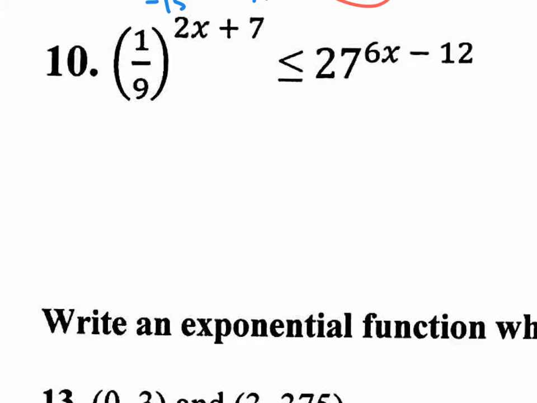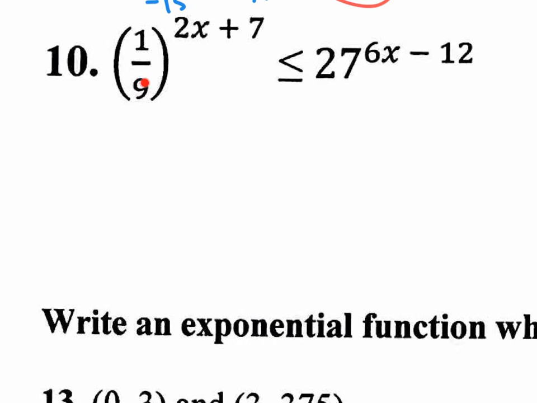Ladies and gentlemen, number 10, I have to explain it quickly. You need to change both bases to be the same base. All right? So I'm going to change this to make it base 3, and I'm going to change this to make it base 3. Now you should recognize from the 9 and the 27 that 9 is 3 squared and 27 is 3 to the third.